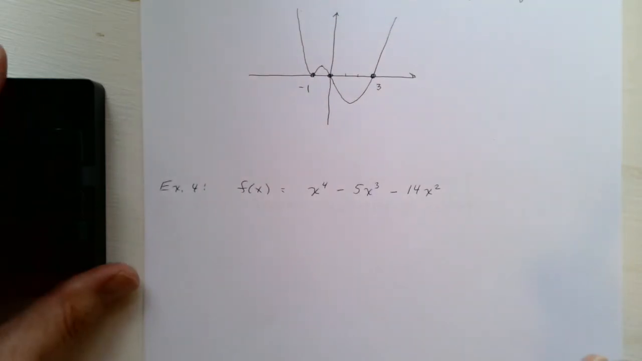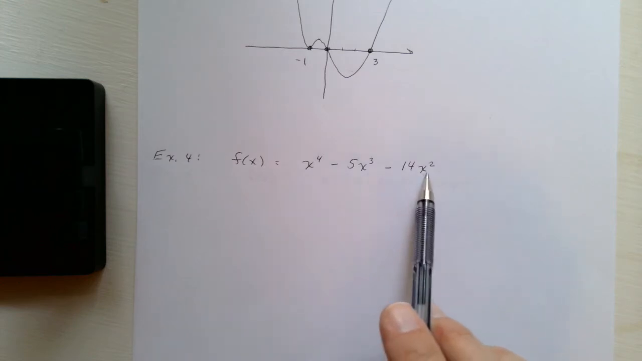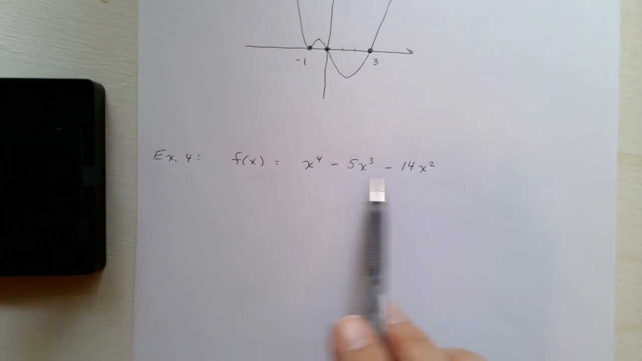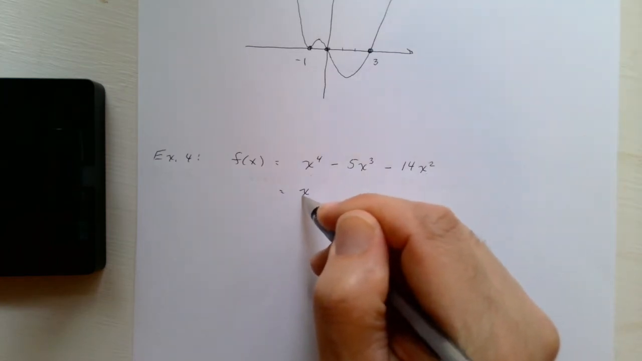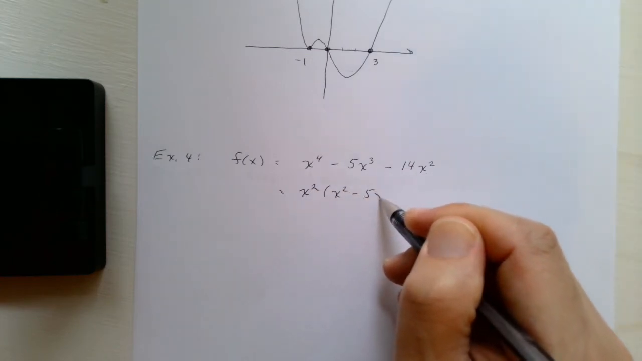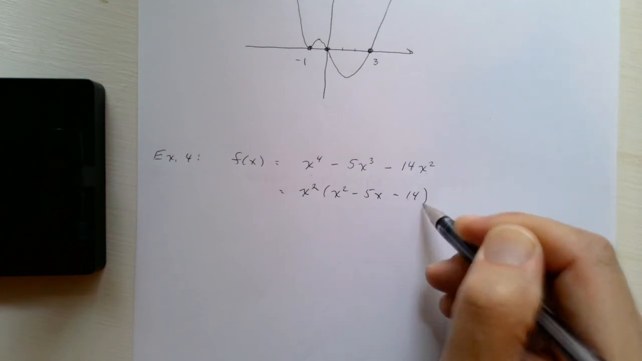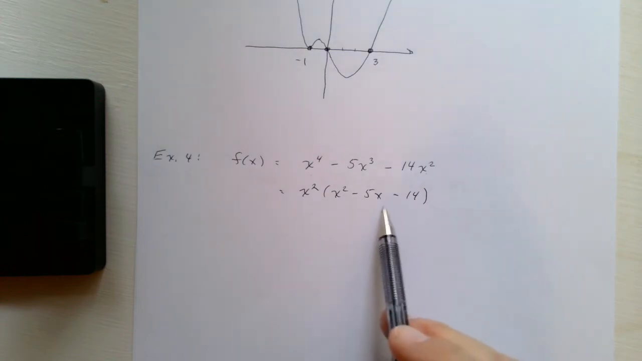Okay, let's look at example 4. Now, in this case, this is the first polynomial we've looked at which is in standard form, and we really want it to be in factored form. And we're lucky in this case that everything has x as a factor. In fact, x squared is a factor of each term, so we can factor out x squared, and that leaves us with x squared minus 5x minus 14. And then we can factor this some more.